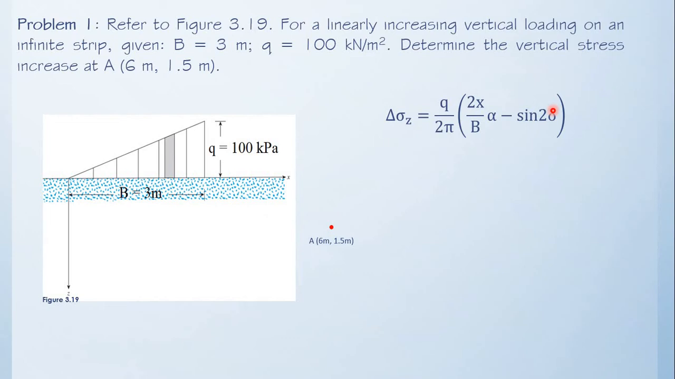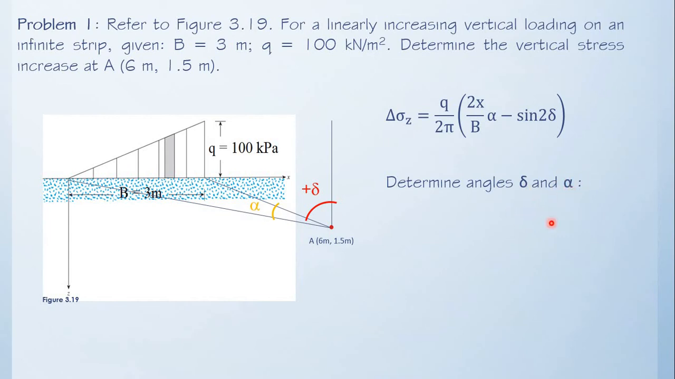To determine the value of alpha, we said that alpha is the angle that is formed when we connect the point of consideration to the minimum magnitude and to the maximum magnitude of the loading. This is now our angle alpha. And then our angle delta is measured from an imaginary vertical axis towards the line that is connecting the point of consideration and the maximum magnitude of the loading. So this is now our angle delta.